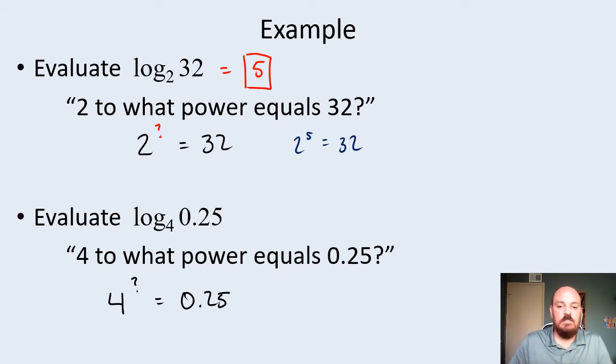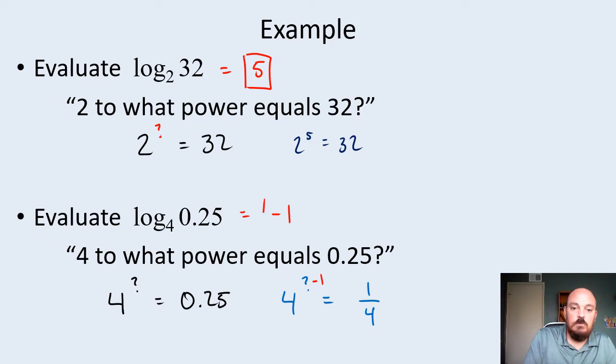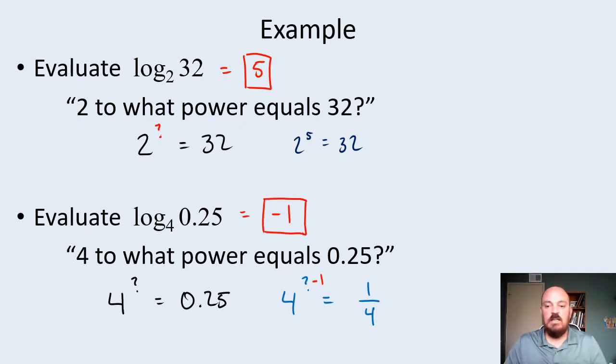But let's realize that 0.25, if I wrote it as a fraction, that's 1/4. Now if I rewrite the question that way, 4 to what power equals 1/4, all of a sudden I'm using properties of exponents. Because a negative exponent does a reciprocal. So the answer to this question is actually -1. 4 to the -1 power turns 4 into its reciprocal, which is 1/4. So the exponent that we're looking for right here is -1. And that's the answer to the question. Log base 4 of 0.25 is -1.